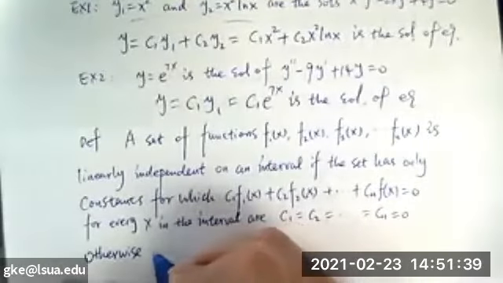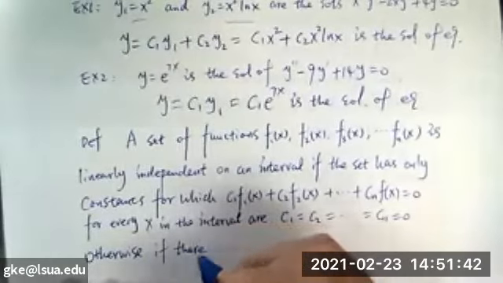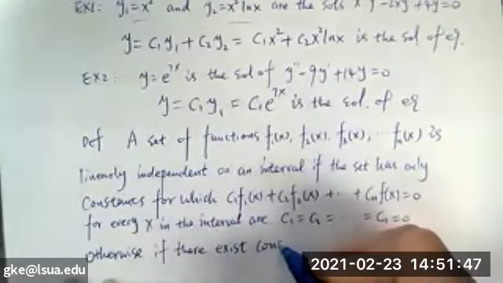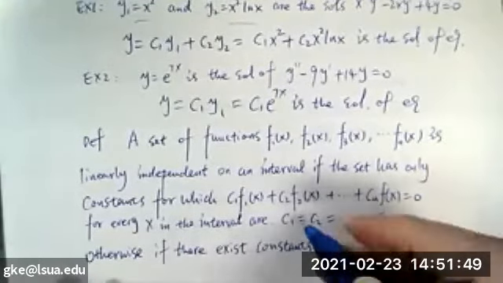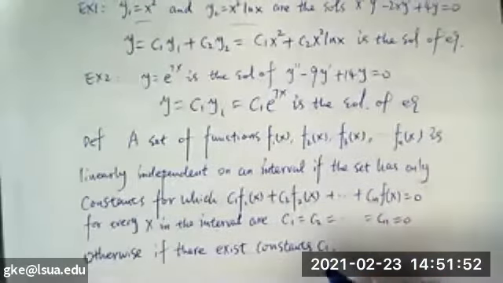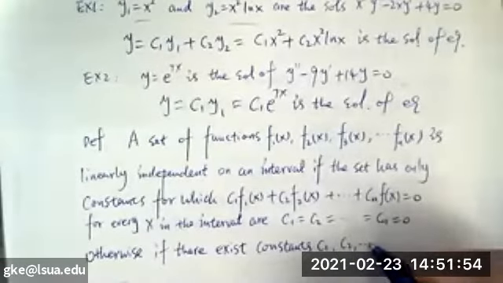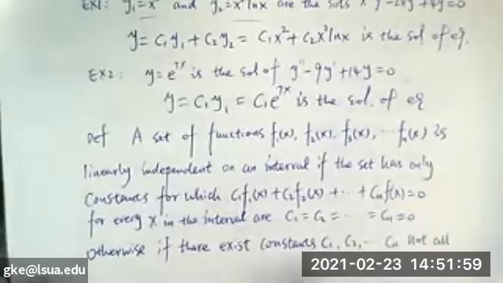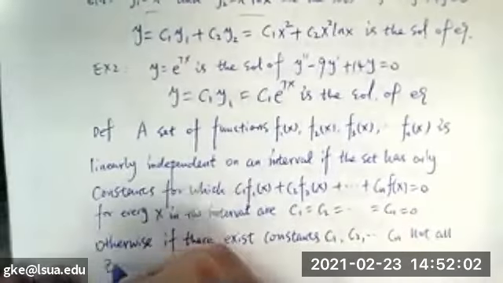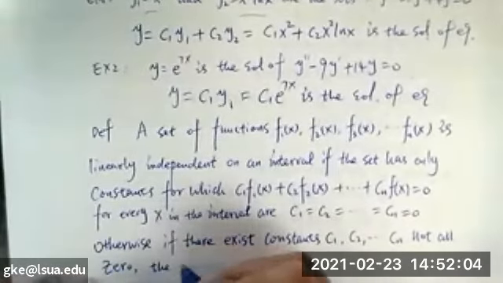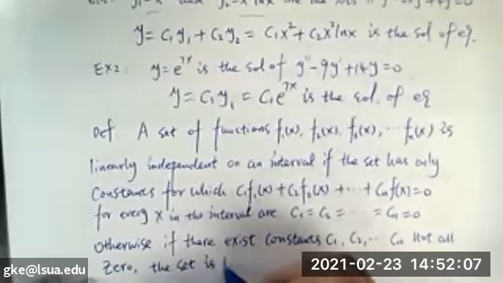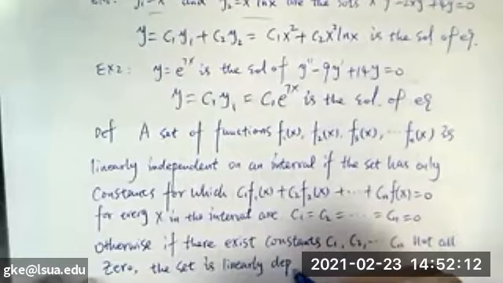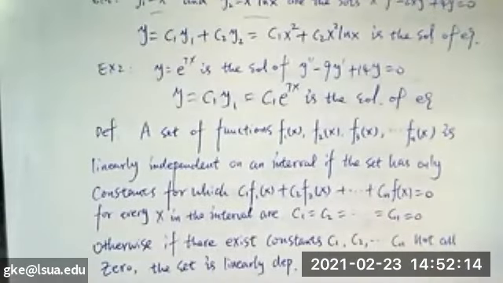if there exist constants C1, C2, ..., Cn, not all 0, then the set is linearly dependent. Okay, linearly dependent.